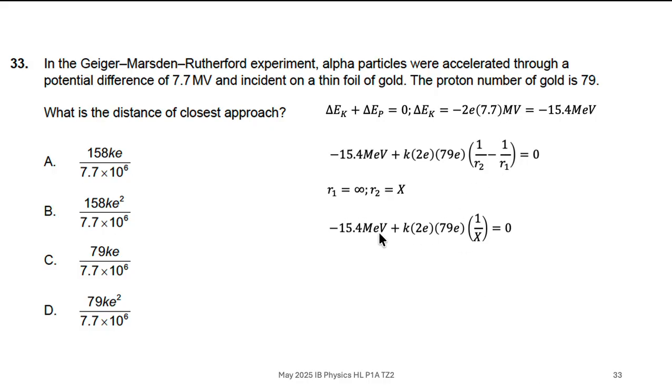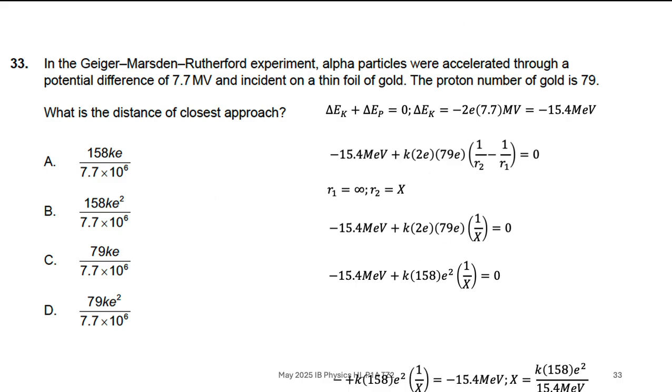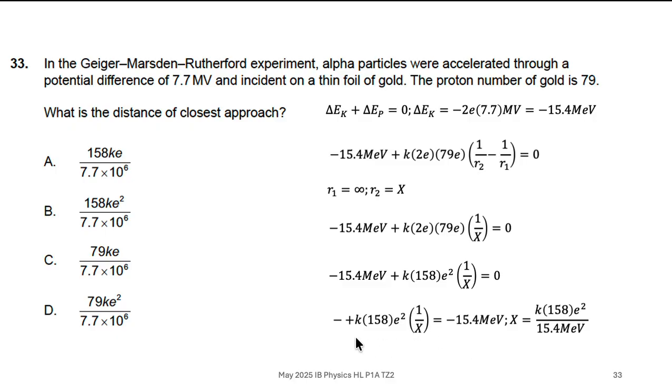We've got 15.4 MeV plus k times 2e times 79e. I've not done any multiplication there. I'm probably being a bit unclear there. There we go. Finally done the multiplication. We've got an e squared coming from the 2e times 79e, and the 158. And all we're going to do is just work through the maths and end up with our final equation there. We're going to bring the sign on there, absolutely. We're going to rearrange for x, and we are going to have k times 158 e squared over MeV.